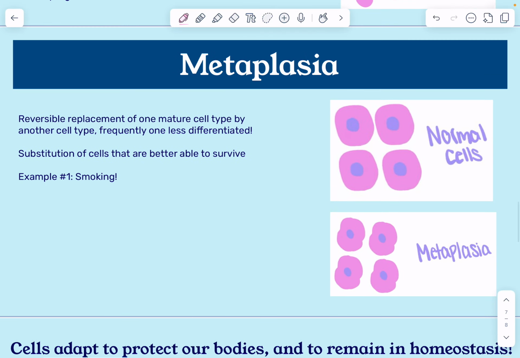The last change is metaplasia, and this is a reversible replacement of one mature cell type by another cell type. And the substitution of these cells happens due to the ability to survive better. So the biggest example for this is smoking, and this is caused by chronic irritation. So when this irritation occurs, the columnar tissue is replaced by stratified squamous with no cilia or mucus because it has a better ability to survive.